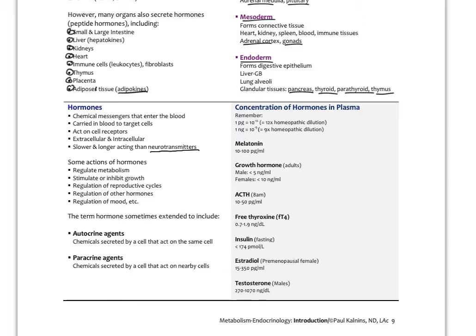Really, the actions are diverse, and we talked about these already a bit. But hormones are the prime regulators of metabolism. They stimulate or inhibit growth, regulate your reproductive cycles, regulate other hormones, mood, etc. Now, we can also talk about autocrine agents. These are chemicals secreted by a cell that acts on the same cell. So there's a receptor on the cell for it. Versus paracrine agents, where a cell can talk to nearby cells. Again, a hormone's different in that it goes throughout the entire body, communicates with all cells.